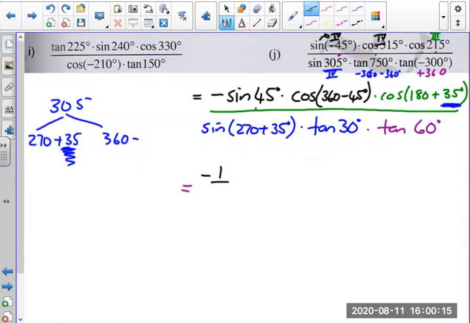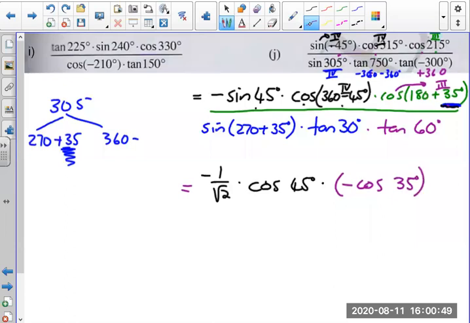Sine 45 special angle is minus 1 over square root of 2. 360 minus 45, that's in the fourth quadrant. So it becomes cos 45. What's cos 45? Let me just write there, cos 45. And then cos 180 plus 35. That's in the third quadrant. Cos in the third quadrant is negative. So it changes to negative cos 35. Now 270 plus, it's in the fourth quadrant. I know that sine in the fourth quadrant is negative. But now, can you see the thief trying to rob you of your marks because he wants you to forget to change the sign to a cos 35.